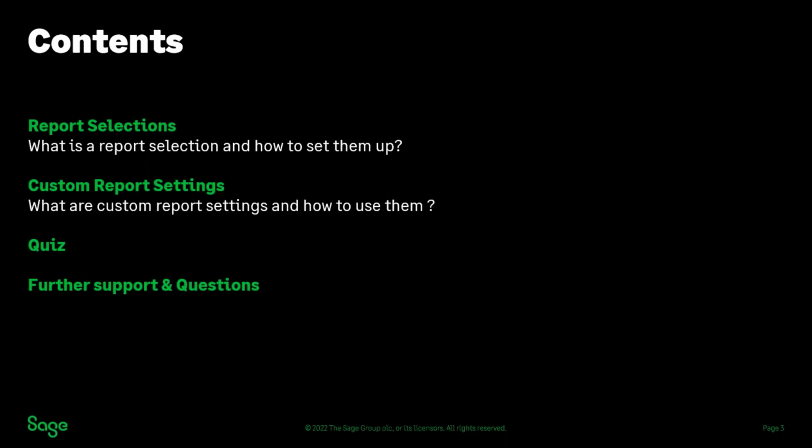So let's have a look at what we're going to be covering. It is going to be a fairly short session today, but there are a couple of subjects in here that should hopefully save you a lot of time. The first one is going to be report selections. What is a report selection, and how do you set one up? We'll demonstrate how to do that. Next, we are going to move into custom report settings. What are custom report settings and how do we set these up as well? Again, we'll be demonstrating what these are and how you would go about setting those up.